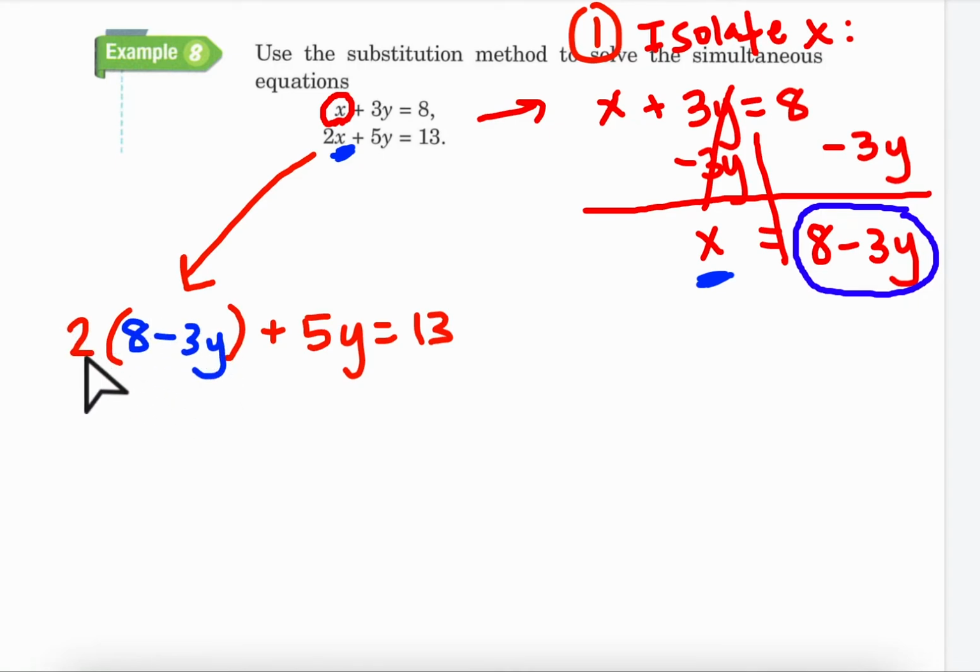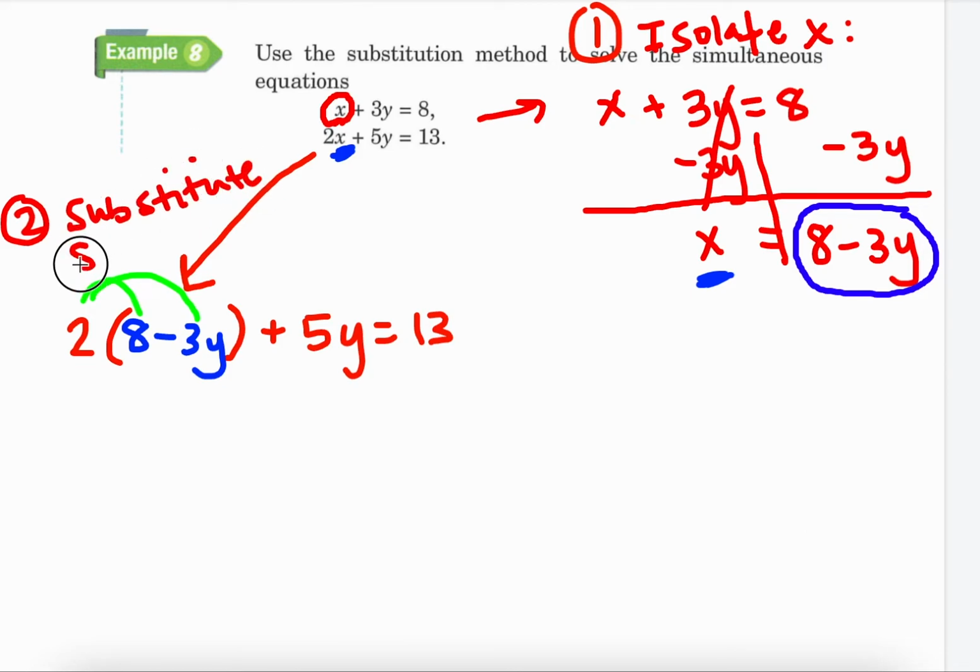So if 2 is being multiplied by x, then I better make sure later on when I multiply by 2, everybody inside the parentheses gets that multiplication by 2 on the outside, okay? So we're going to continue then. So what we did was we substituted 8 minus 3y for x, okay? Just wherever we saw x, we substitute with 8 minus 3y.